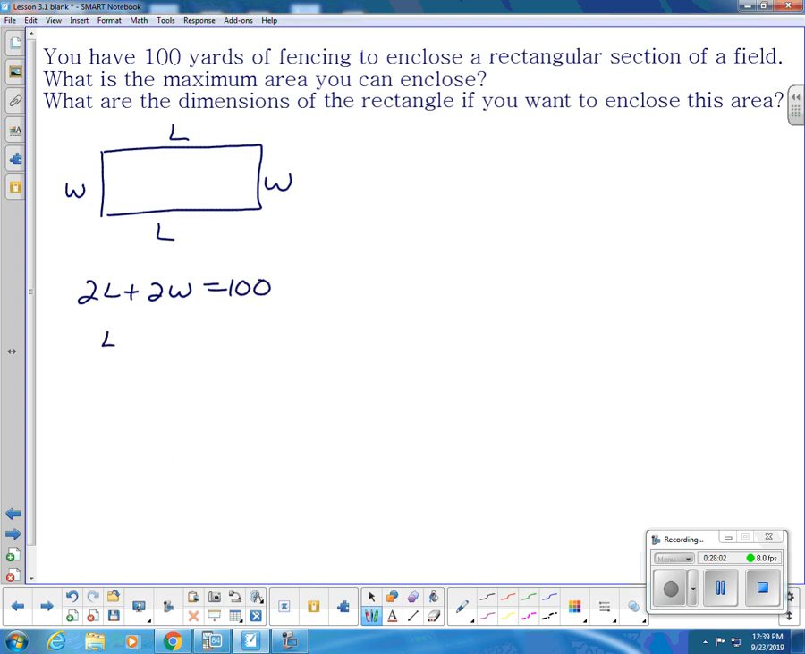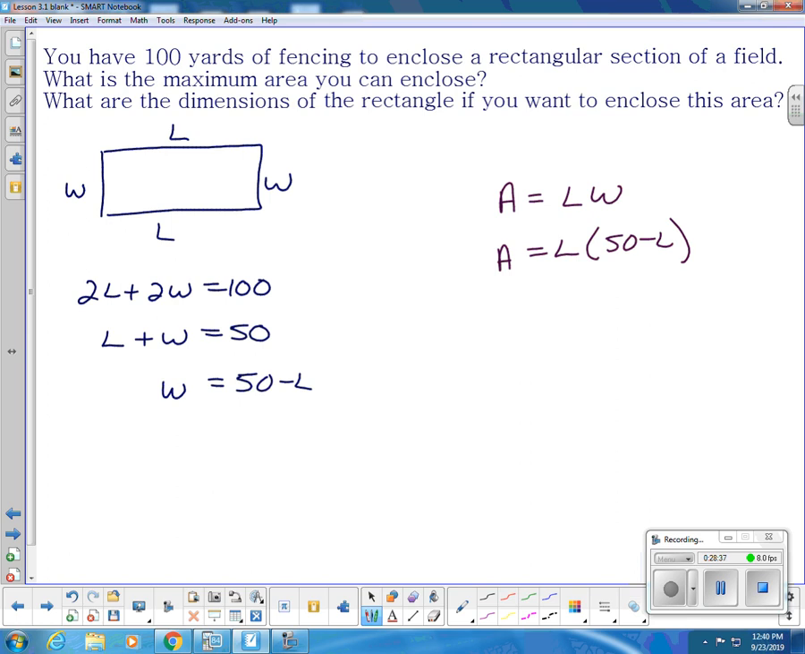I can divide everything by 2. That makes it a little easier. So L plus W equals 50. We can't work with 2 variables. So what would the L be? Or let's do the W. What's W actually equal? 50 minus L. Okay. So the area equals length times width, but we don't want to use the W. We're replacing it with this guy over here.